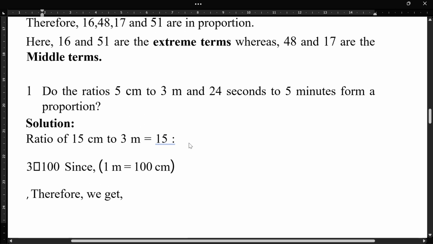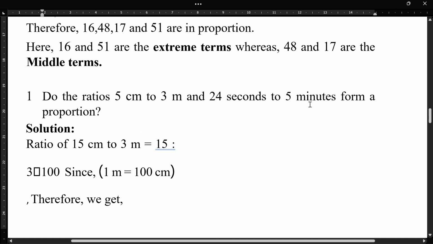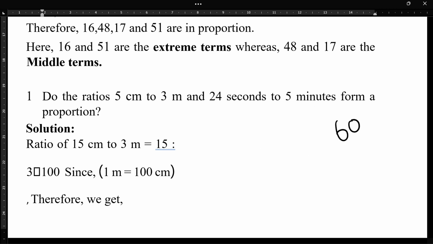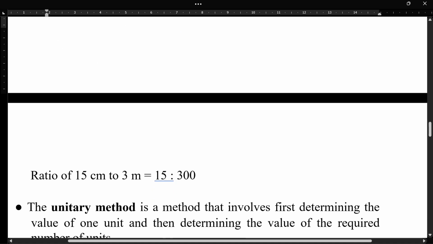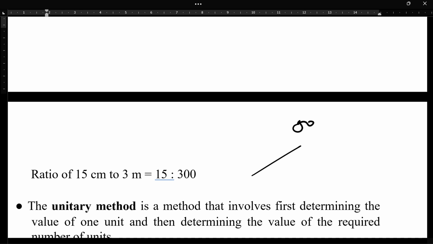And if we convert 24 seconds to 5 minutes, it will be 24 ratio 5 into 60, by converting it into seconds, and it will be 24 ratio 300, which is not the same. So we will say 24 ratio 300 is not the same, they are not in proportion.